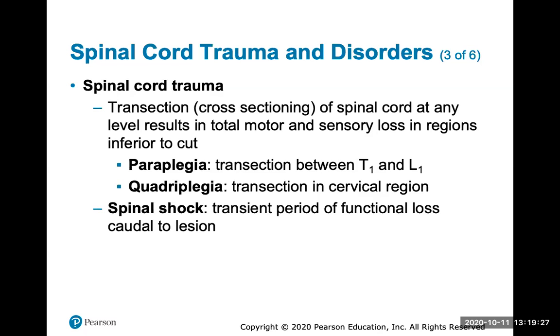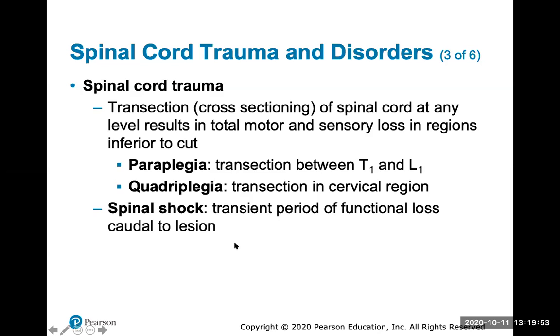And then spinal cord trauma, more about this. Transection or cross-sectioning of the spinal cord at any level results in total motor and sensory loss in regions below that cut. So paraplegia is a transection or a cut through between T1 and L1. Quadriplegia is a transection in the cervical region. And this is where you might remember the words paraplegic or quadriplegic.